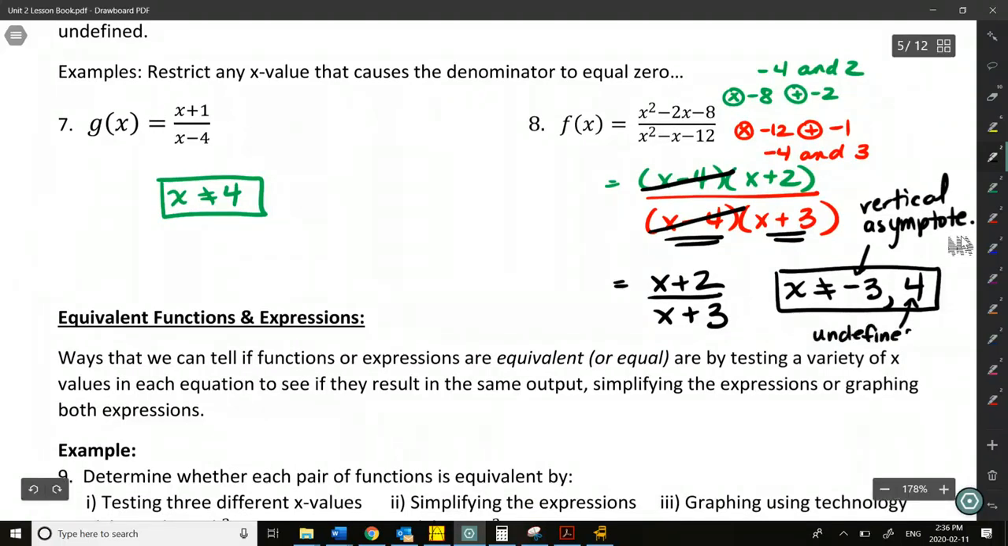Kira, question? Yeah, how come the restriction for 4 isn't negative 4? Because that's what we canceled. So x minus 4, basically we don't want to put anything in for x that can cause x subtract 4 to equal 0. So if I put in 4 for x, 4 minus 4 equals 0, and that causes the whole bottom to equal 0. Does that answer your question? Yeah. Okay.